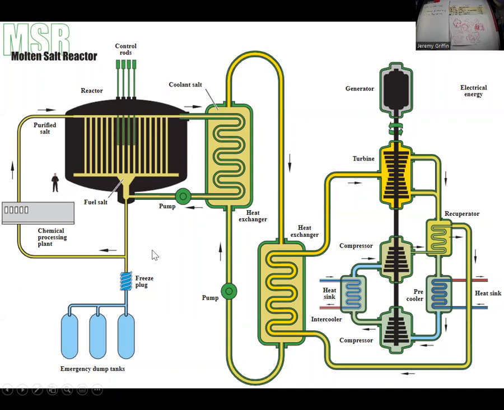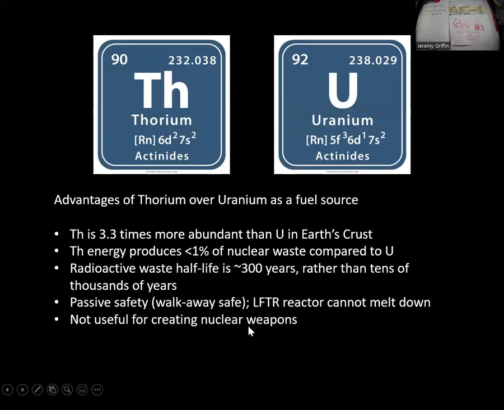So that if things go awry, it'd be very easy to cut off those two different fuel sources from each other, and then the extra thorium will just, that reaction will just come to a stop. Now, why aren't we using these thorium reactors? Well, one probable reason is that thorium is not useful in creating nuclear weapons.